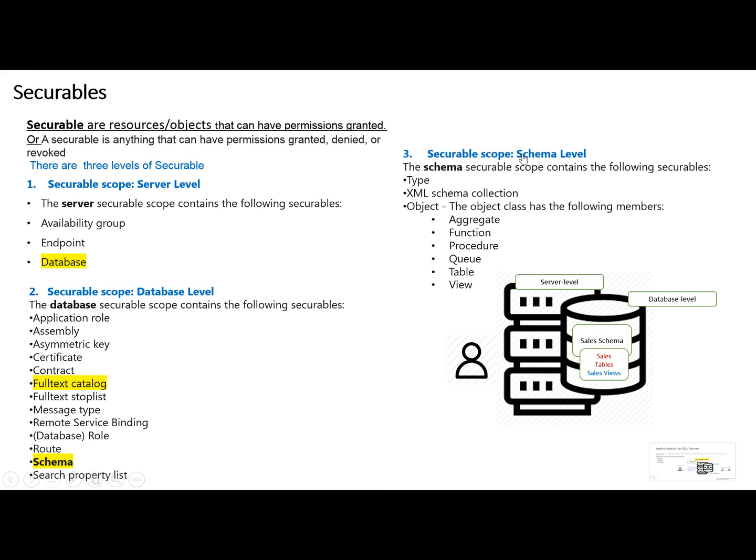The third level is the schema level, within the database. Inside the schemas, whatever objects are available are known as schema level securables. These are tables, views, procedures, functions, and aggregates. These are all schema level securables. So securables are anything for which we can set permissions.